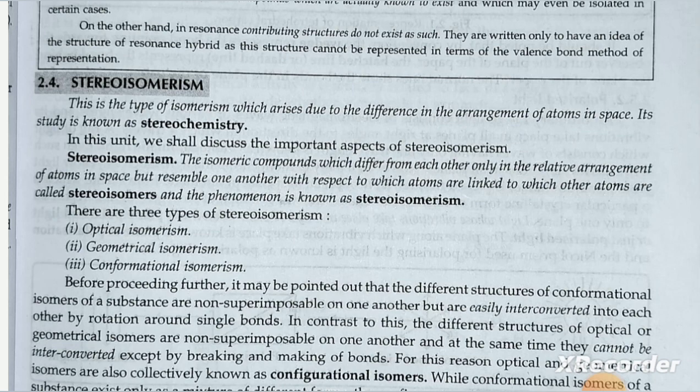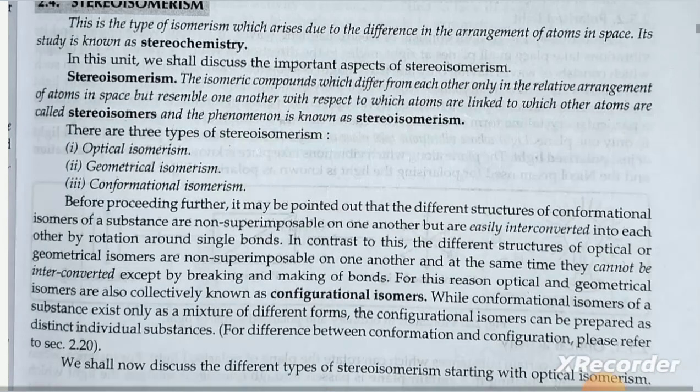First, optical isomerism. Second, geometrical isomerism. Third, conformational isomerism. Before proceeding further, it may be pointed out that the different structures of conformational isomers of a substance are non-superimposable on one another but are easily interconverted into each other by rotation around a single bond. In contrast to this, the different structures of optical or geometrical isomers are non-superimposable on one another, and at the same time they cannot be interconverted except by breaking and making of bonds.